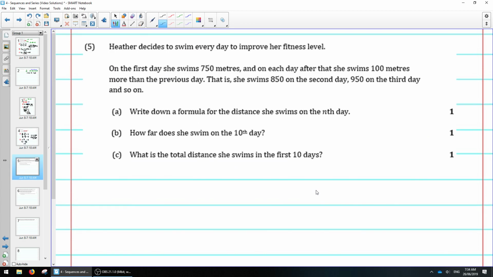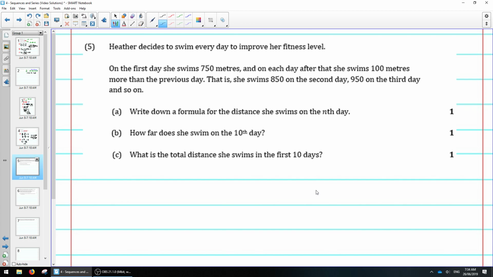Going to question 5 now. The next 3 questions are a bit more application-type questions, rather than just saying, here's the series, do this. So Heather decides to swim every day to improve her fitness level. That line has no meaning in the question at all. It's just giving context, so you can ignore it.